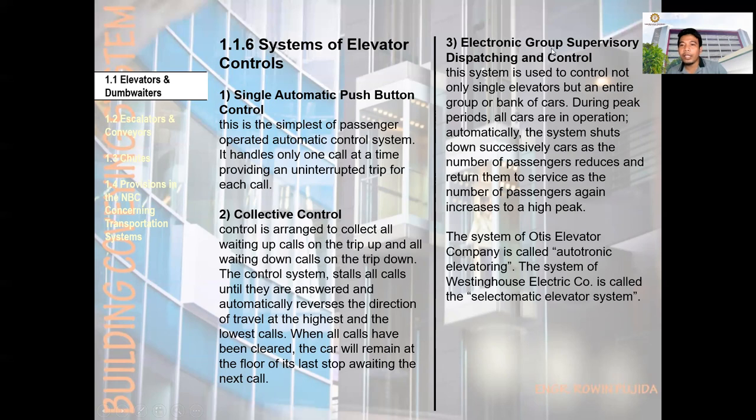Next, we have the electronic group supervisory dispatching and control. This system is used to control not only single elevators, but an entire group or bank of cars. During peak periods, all cars are in position. Automatically, the system shuts down cars successively as the number of passengers reduces and returns them to service as the number of passengers again increases in a high peak. The system of Otis Elevator Company is called the Autotronic Elevatoring. The system of Westinghouse Electric Corporation is called the Selectomatic Elevator System.